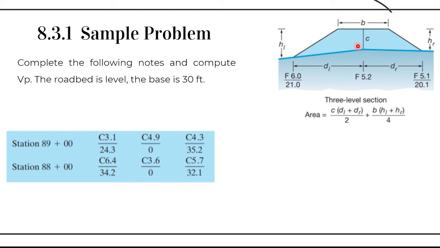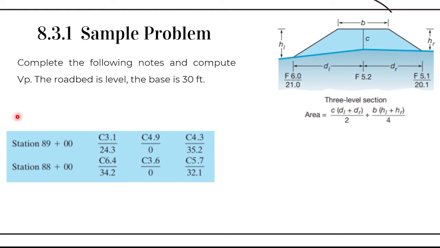4.9 is the height in the center, while 4.3 is the height in the right side. The denominator represents the width. 24.3 is the distance in the left side. 35.2 is the distance in the right side.